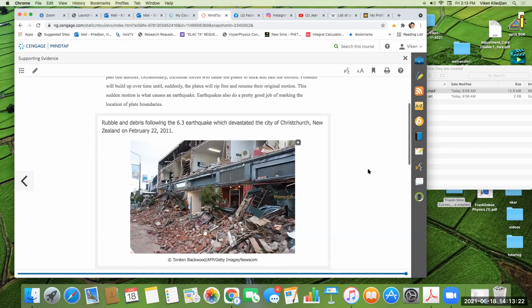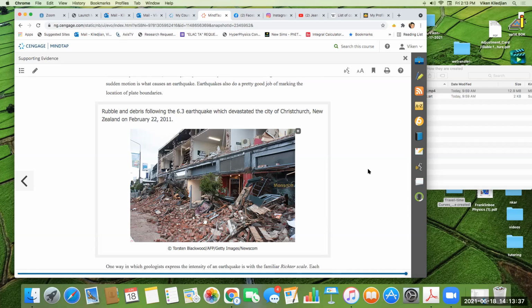So it says here, the rubble and debris followed the 6.3 earthquake, which devastated the city of Christchurch, New Zealand, on February 22, 2011. Pretty scary when you look at the pictures. And that's only a 6.3. And we expect a bigger one to hit LA.